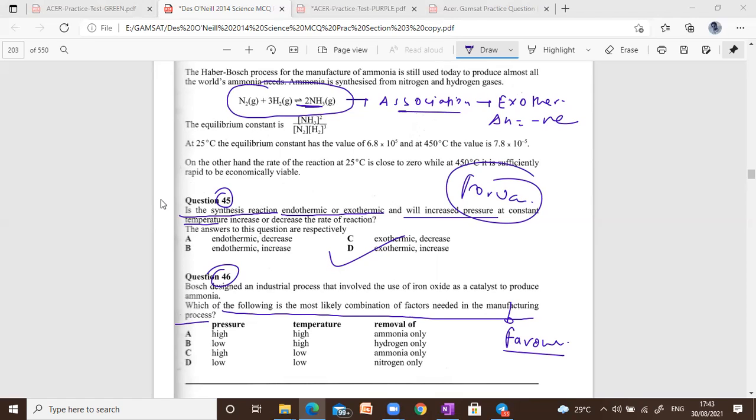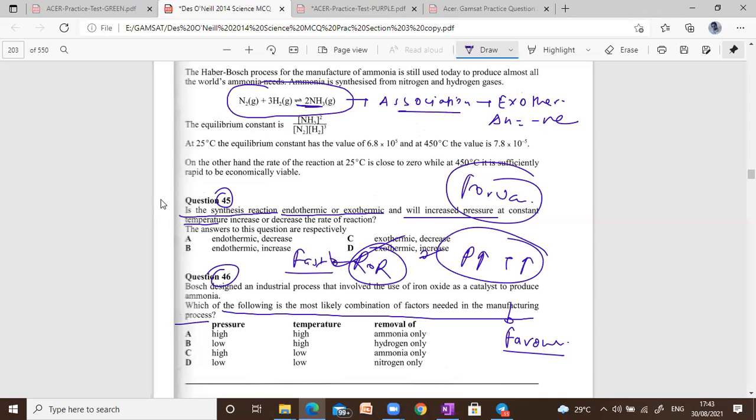Listen, if you look at the combinations of pressure and temperature, I told you recently that pressure increase and temperature increase both favor a fast rate of reaction. It means your pressure and temperature must both be high. So which option has both high? Only A. So there is no need to check ammonia and hydrogen. You can see A has high pressure and high temperature.